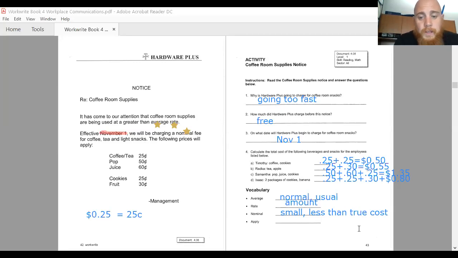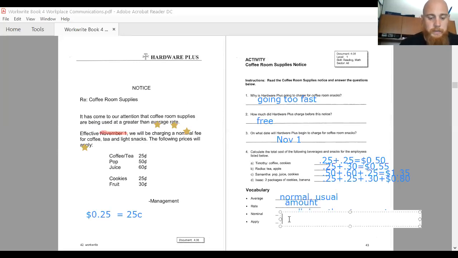And then the last one is the word apply. The following prices will apply. So it's not apply like apply for a job. It's apply as in come into effect, or maybe be charged. The prices will be charged.